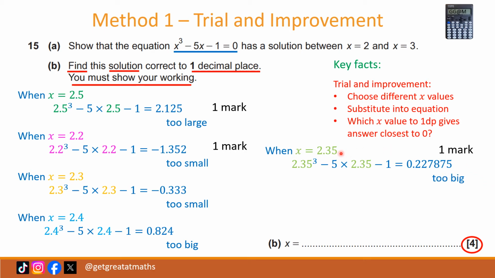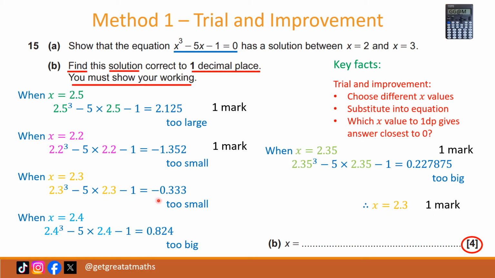Because I've gone to 2 decimal places here, you get your third mark for going to 2 decimal places. This answer is too big, so 2.35 is too big, which means the answer for 2.4 is going to be too big. So the answer we're looking for is 2.3. We're going to round down to 2.3, and that is your fourth mark.